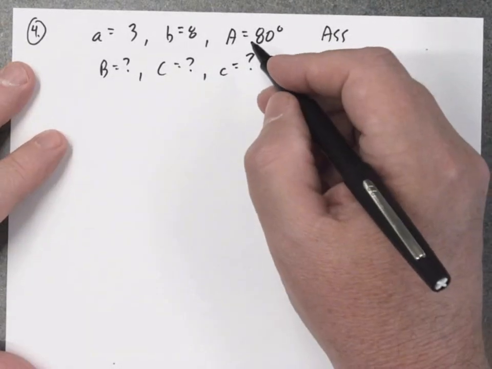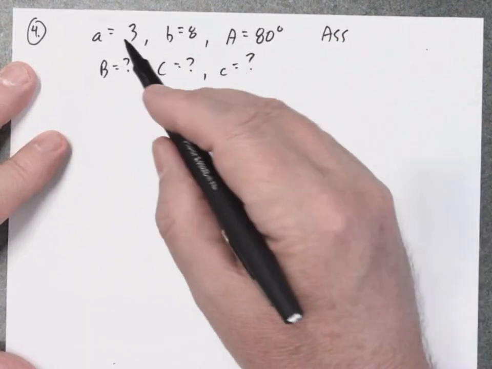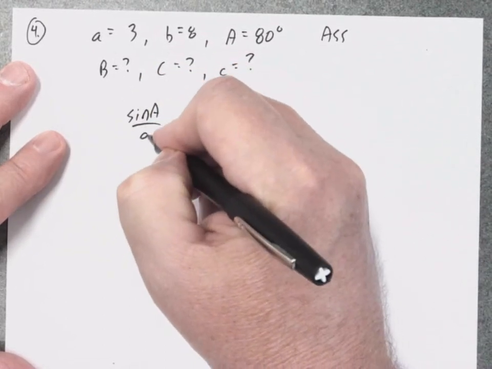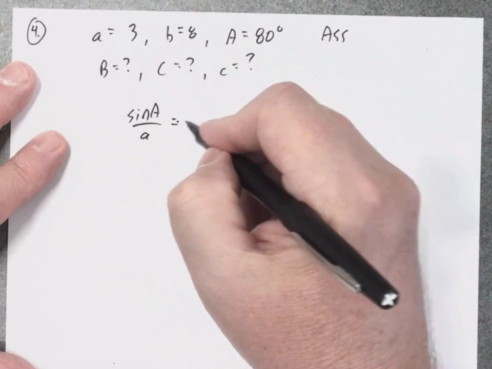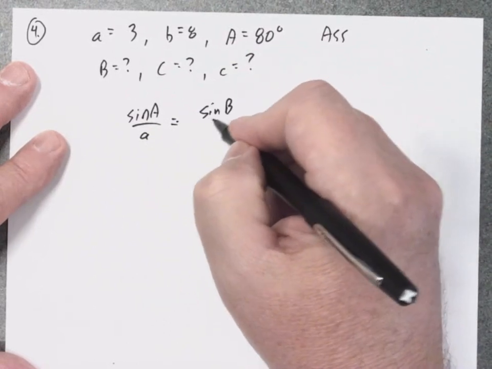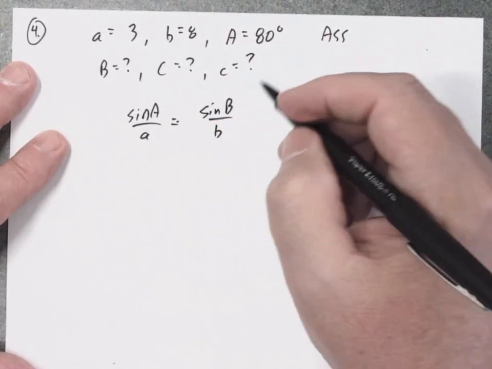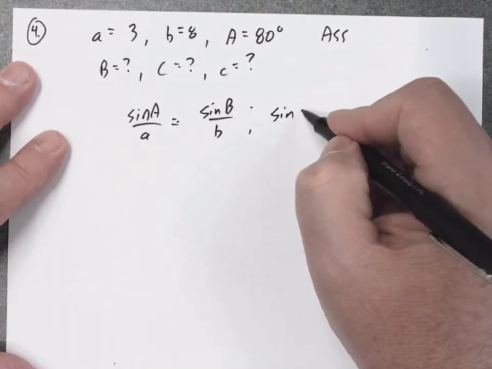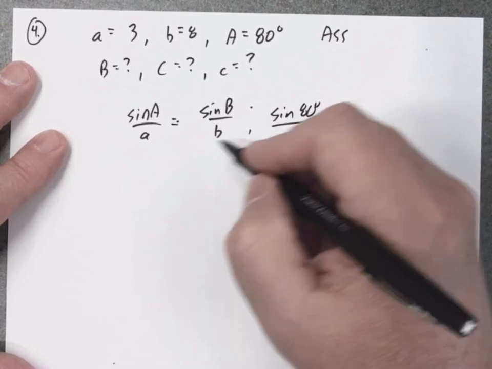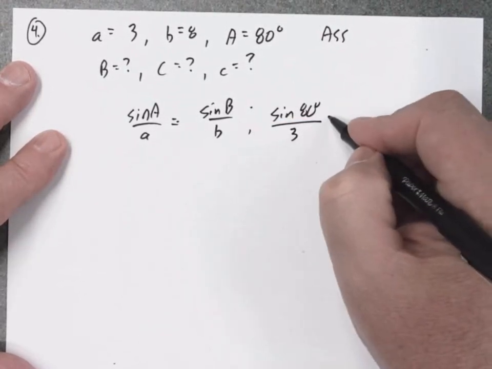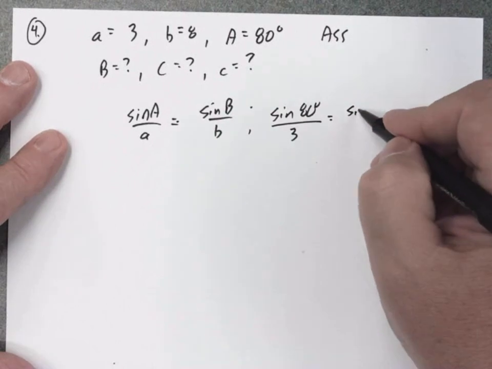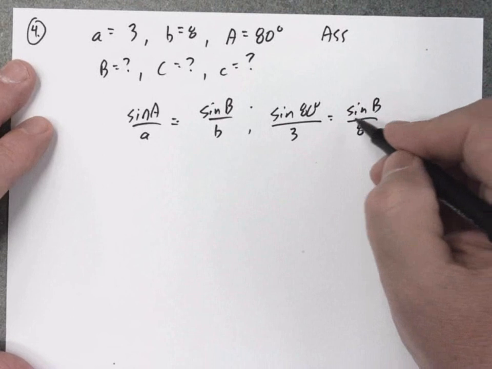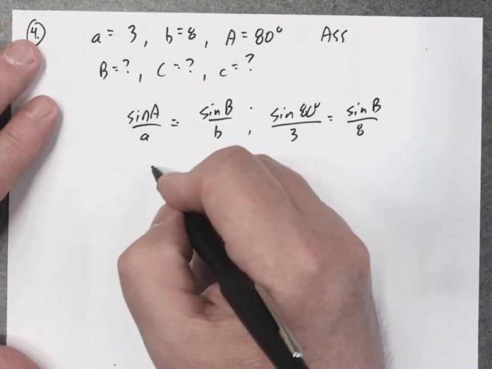So the first step, we use law of sines. I'm going to use sine of A over side A equals sine of B over side B. I know 3 of these, so by using this, I can get angle B. So the sine of 80 degrees over side A is 3. The sine of angle B, I don't know, but I know side B is 8. So now I can solve for sine of B.